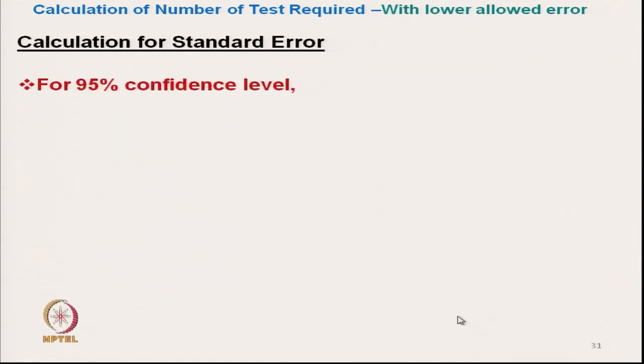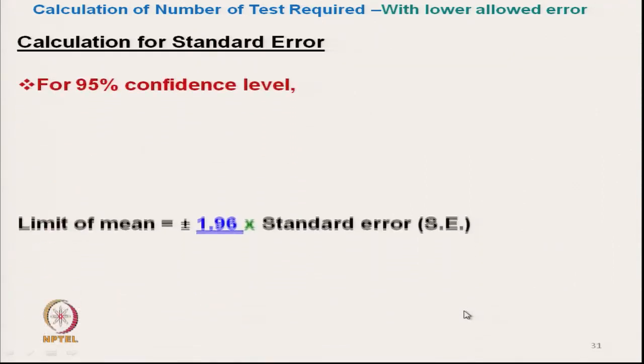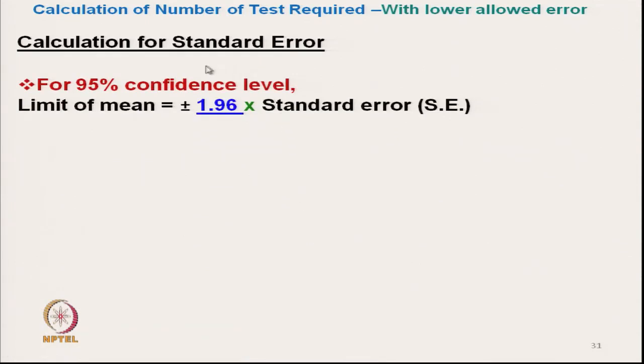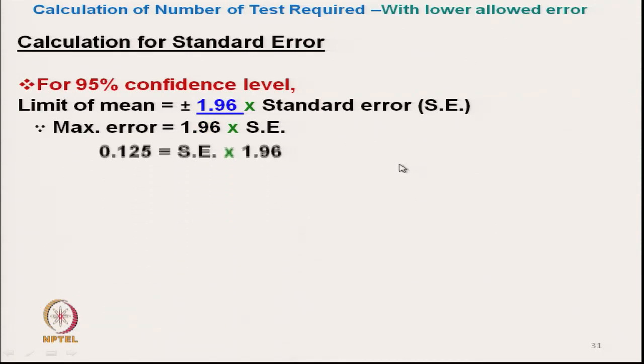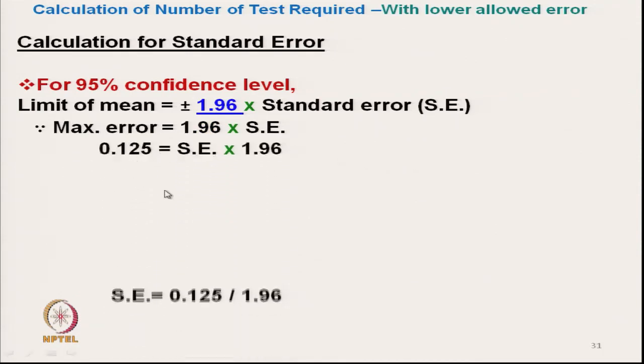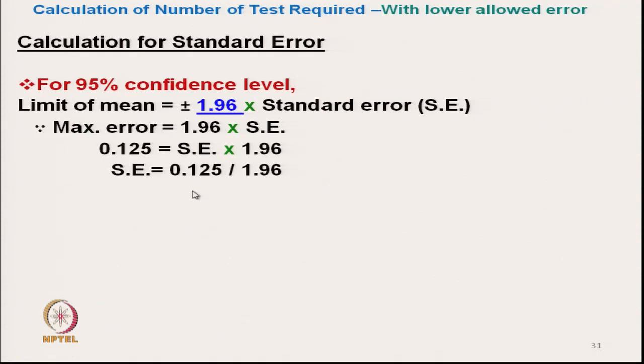Now, the confidence level is the same, it remains at 1.96, okay. And from there we can calculate the standard error. So, the standard error will be 0.125 by 1.96. So, the standard error has become 0.064, this is the standard error, okay.